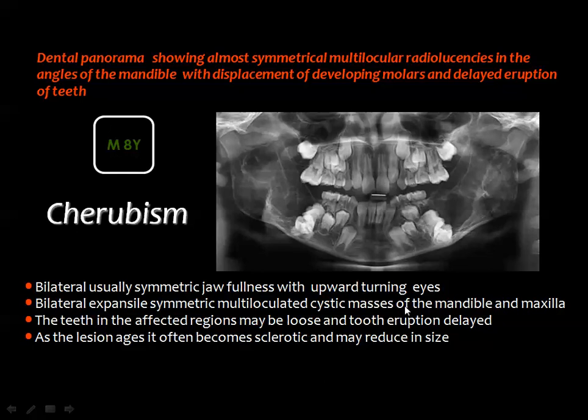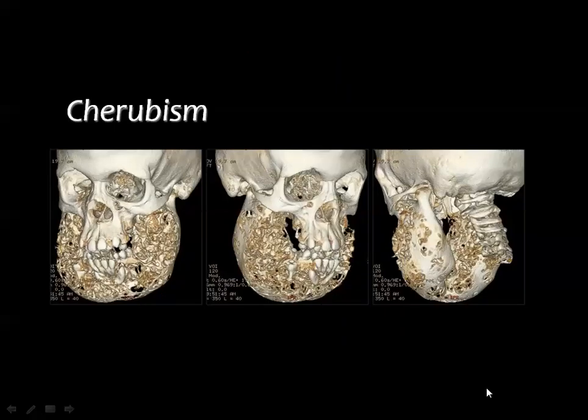Expanded, symmetrical, multilocular, cystic lesions of the mandible and maxilla. The related teeth will be loose, and some may show delayed eruption. And you see there is an extensive affection of the mandible by osteolytic lesions with a lot of unerupted teeth. And this is the 3D reconstructed image of an extensive cherubism affecting the mandible and also, to a lesser extent, the maxilla. You see the cystic appearance with multilocularity.